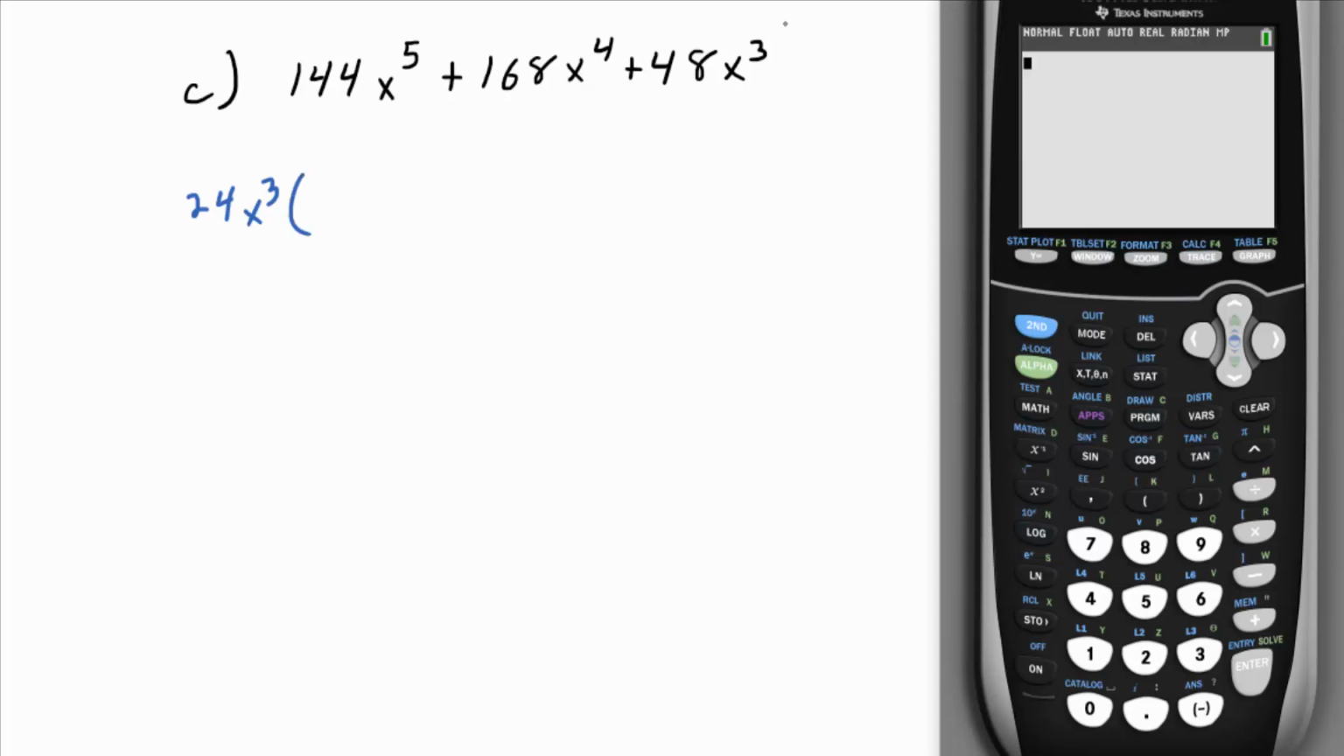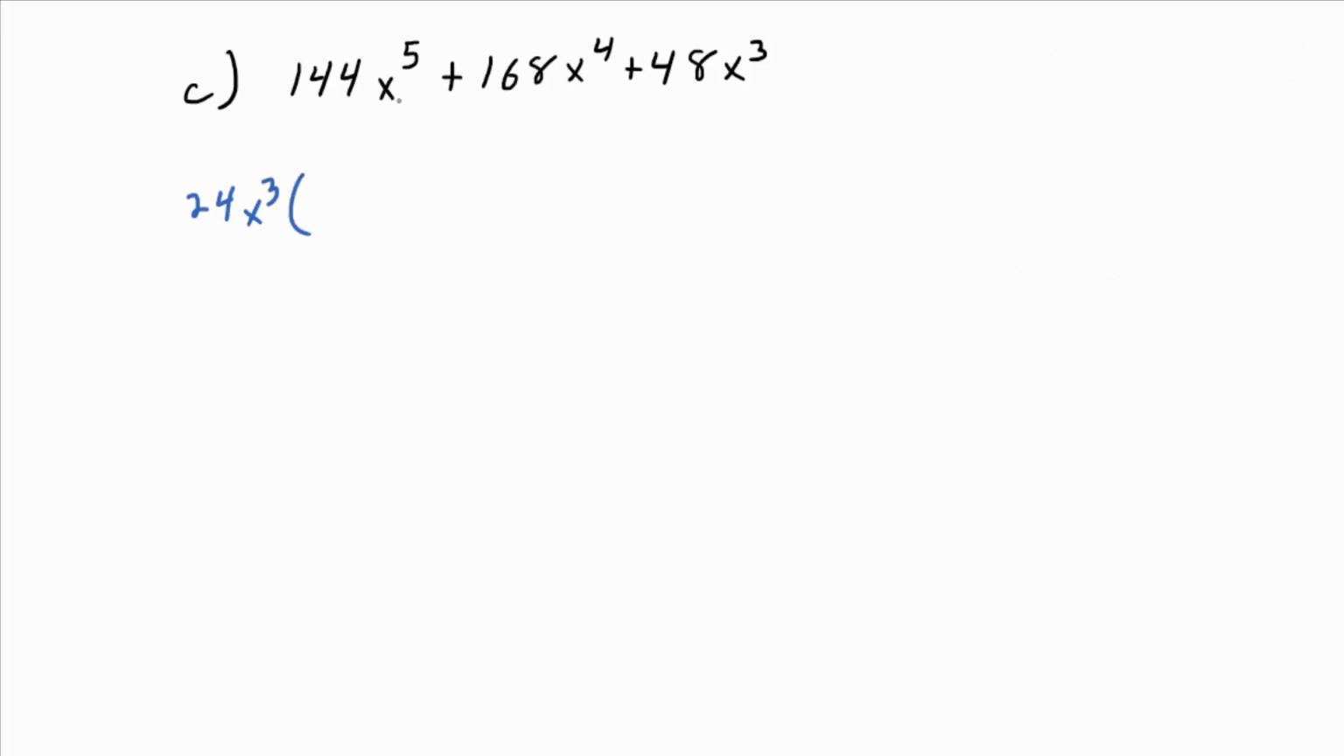24x cubed, what's left? What's left from 144x to the fifth if you factor out 24x cubed? So just divide 144 by 24 like I did, and you get 6 left. And then if you take x cubed out of x to the fifth, you've got 2 x's left, multiplied together, so that's x squared. Everybody clear on that? All right, what do you get when you pull a 24x cubed out of 168x to the fourth? So you got a 7. If you divide 168 by 24, you saw that we got 7. And then just a factor of x is left.